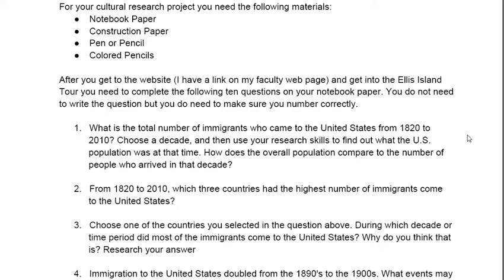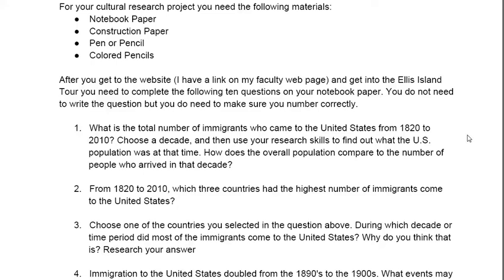The second part of the question, you need to choose a decade. A decade is 10 years from 1820 to 2010. Any 10 years between that time span will work. And you need to find out what the U.S. population was at that time, whatever decade you've chosen. So let's say you chose the 1880s, then you would go on to Google and Google U.S. population 1880. And that should pop right straight up with the population of the United States in 1880. And again, in another sentence, you just write down the population at that time.